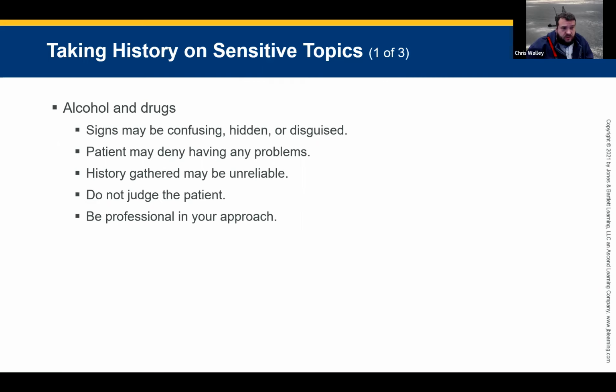So alcohol and drugs, signs may be confusion or hidden or disguised. You're probably gonna smell it if that's the case. Many patients may deny having problems. They're gonna try to hide it. They're going to say, I haven't been drinking. I don't know what you're talking about. I bet you only drank 2 also. Yes, I did.